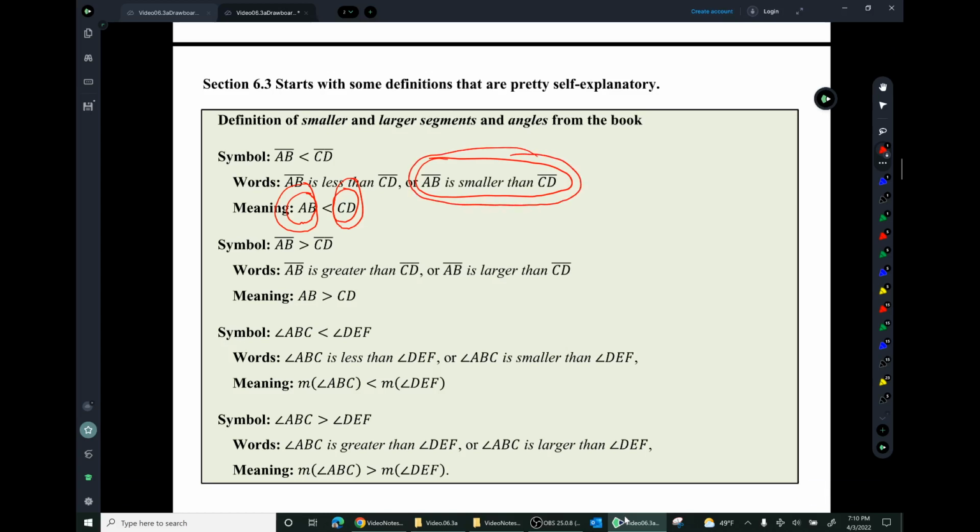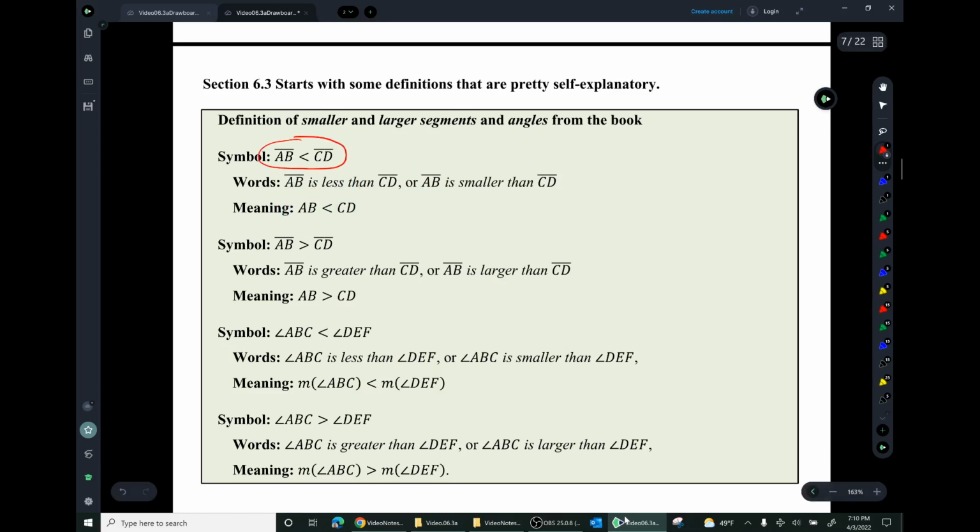Means the same thing. I won't use this notation that the book introduces to say that a segment is less than another segment. I don't see any point in saying that. I would like to say that some segment is smaller than another segment, and this notation is perfectly good: the length of one segment is less than the length of another segment. Same idea for a segment that's larger than another segment, referring to the lengths of those segments, and angles that are smaller than other angles, referring to the measures of those angles. Again, fairly self-explanatory notation and terminology.